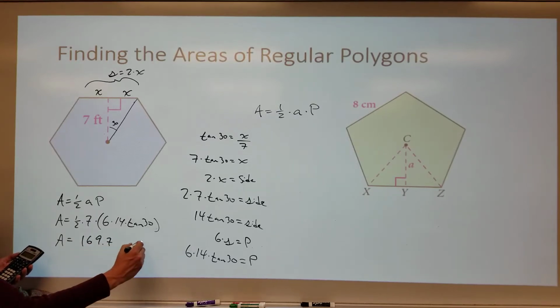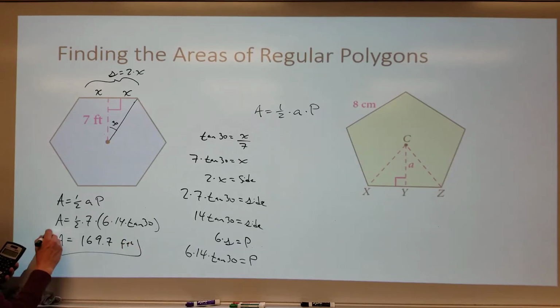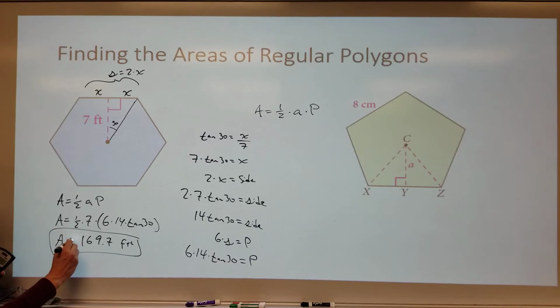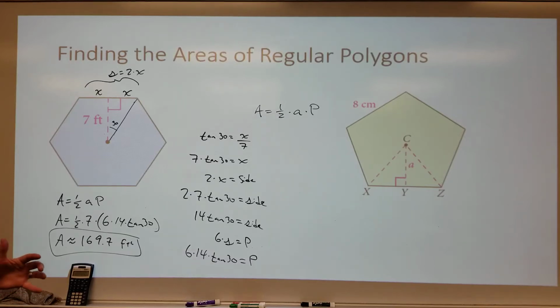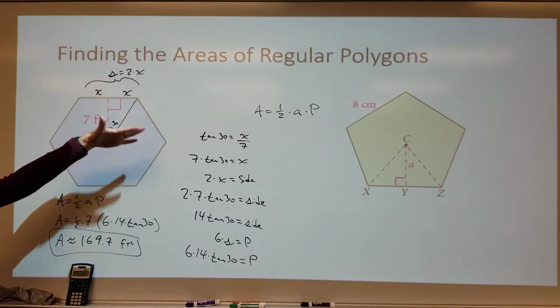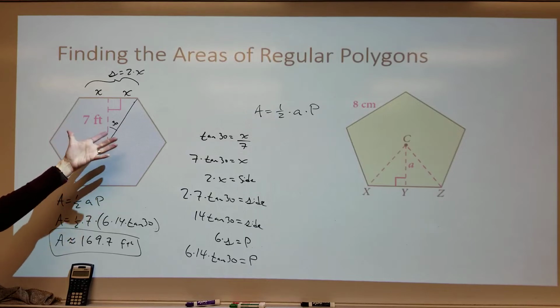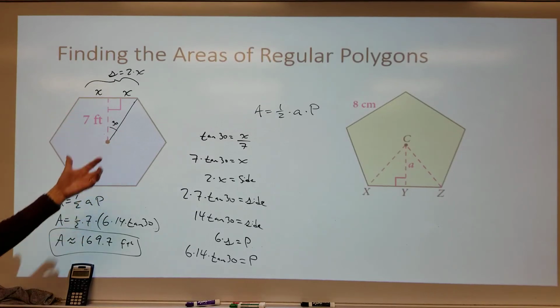169.7409, so I'm going to call it 169.7 square feet. This is the approximated area of this regular hexagon. And that was not using special right triangles. So if you can't remember your special right triangles, but you're pretty good at trig, then you get to use trig and do some awesomeness. Again, if you are better at special right triangles, then maybe you'd like to use special right triangles here.